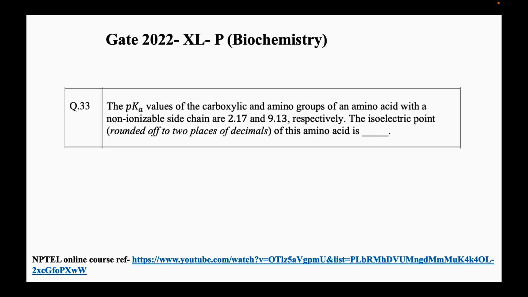This is GATE 2022 Life Sciences Section B Biochemistry. Question number 33. The pK values of a carboxylic and amino groups of an amino acid with a non-ionizable side chain are 2.17 and 9.13 respectively. The isoelectric point rounded off to 2 places of decimals of this amino acid is dash. So this is the NPTEL online course reference in which they have explained the biochemistry of amino acids and the pKa of amino acids.